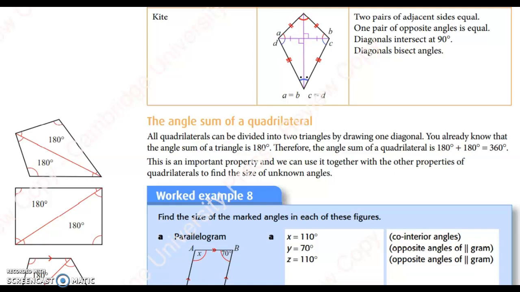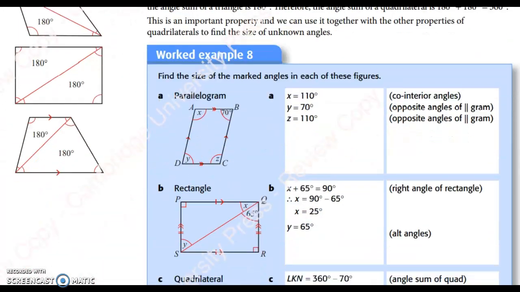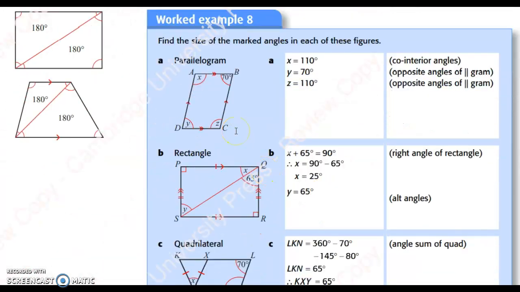Let's see the worked example. Okay, so here we have a parallelogram, and we are going to find the size of the marked angles in each of these figures. Look at this. We have only 70 degrees as the angle B. Because this is a parallelogram, the angle B will be the same as its opposite angle, which is D. So the y here is 70 degrees.